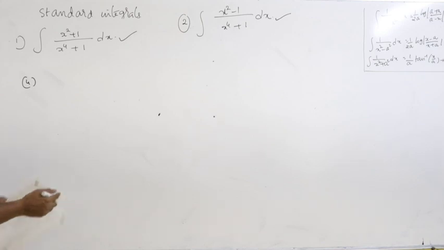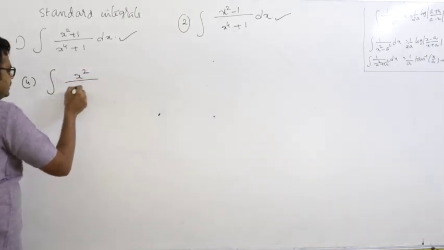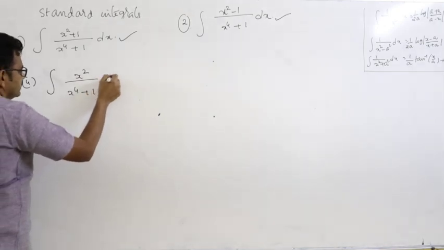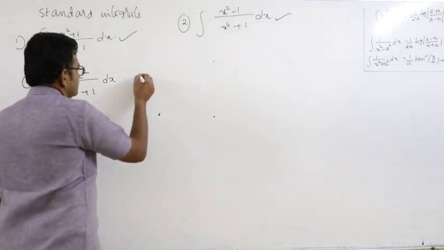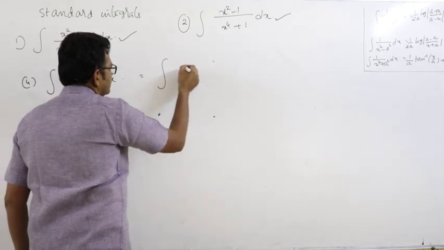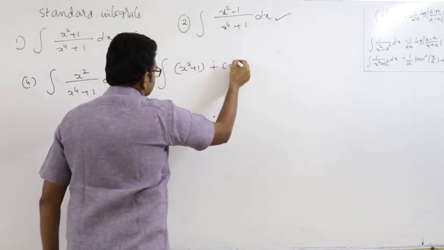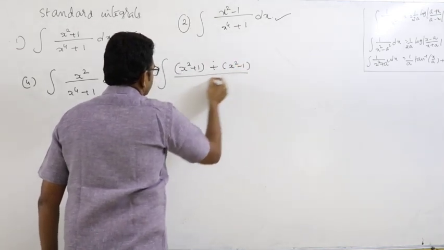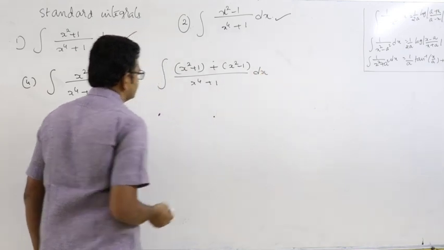Next problem, evaluate the integral x square by x power 4 plus 1 dx. This you write as the integral of x square plus 1 plus x square minus 1 by x power 4 plus 1 dx.